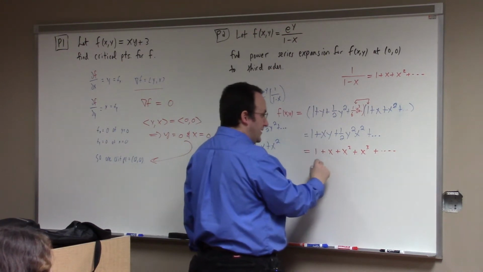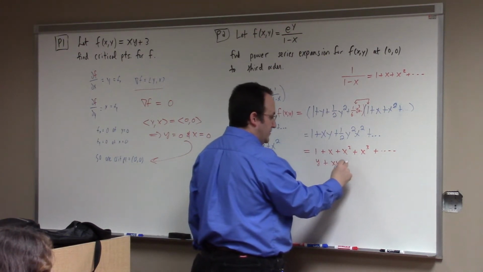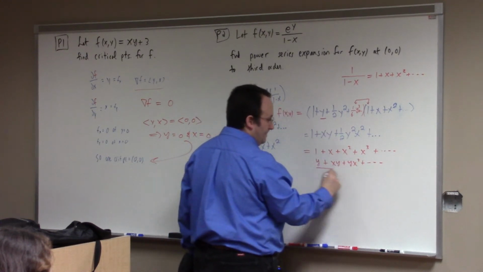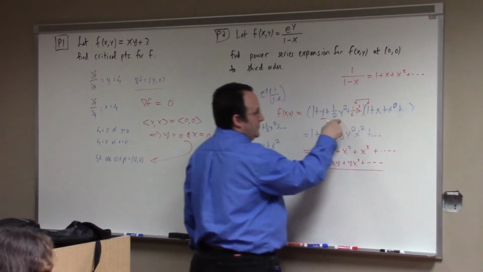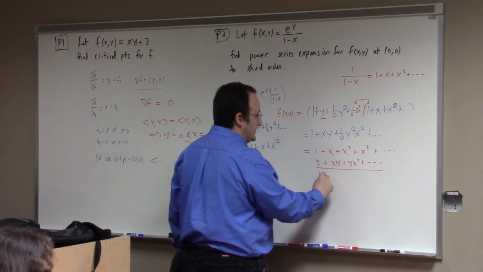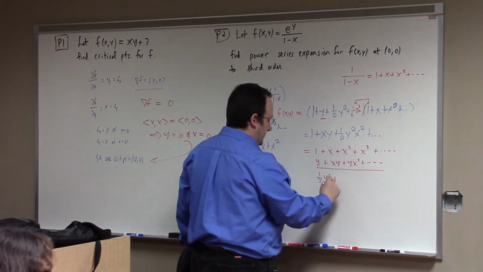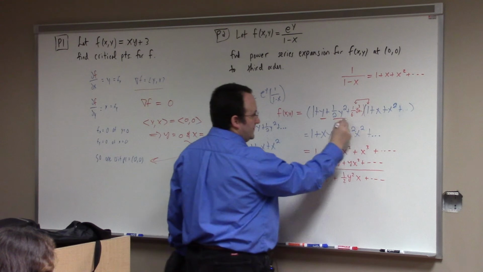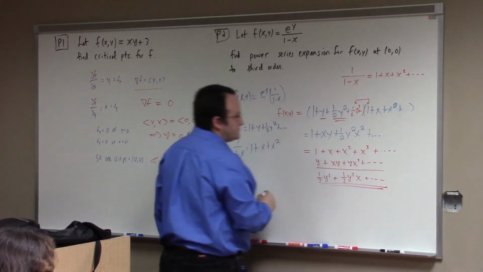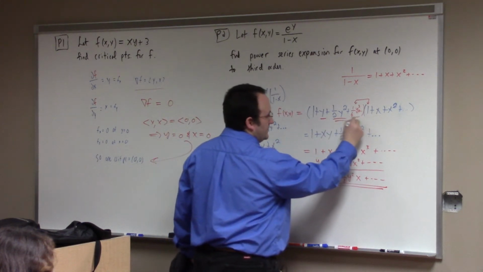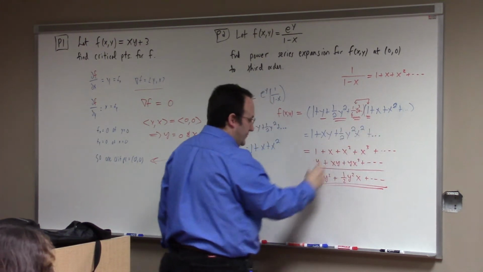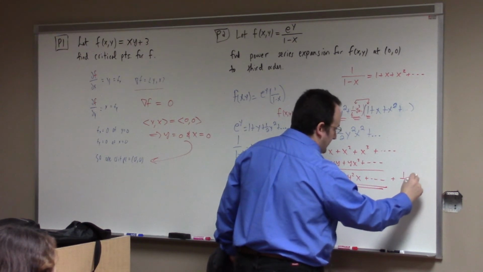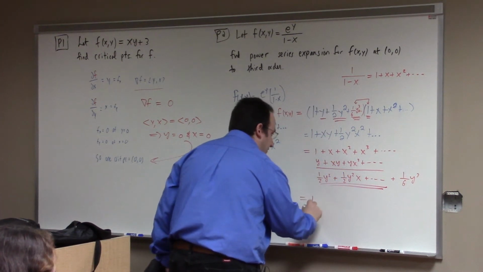Multiplying y, I get y plus xy plus yx squared. That comes from multiplying the y, all right? Times all that. The 1/2 y squared gives me 1/2 y squared times 1 plus 1/2 y squared times x. That's what comes from this. And then this last one multiplies by that to give me a third order term, which I'll just write here, plus 1/6 y cubed.